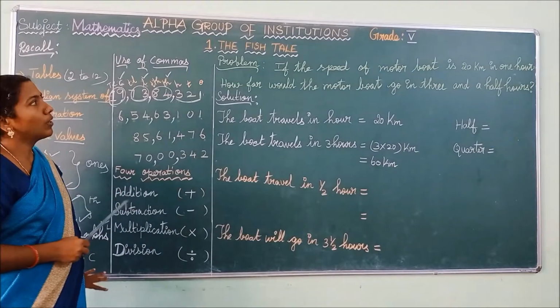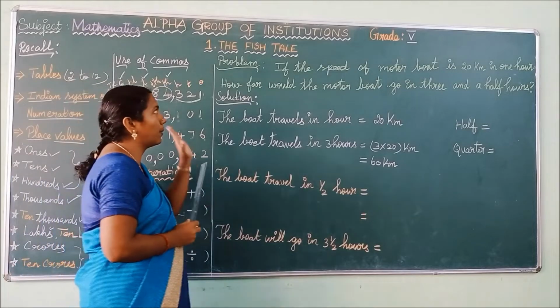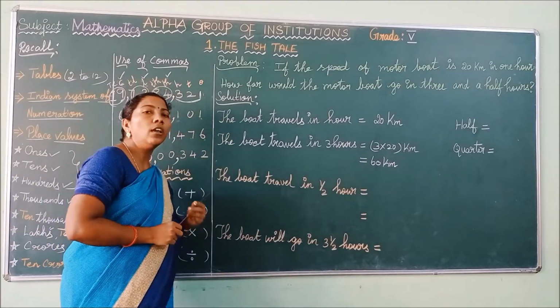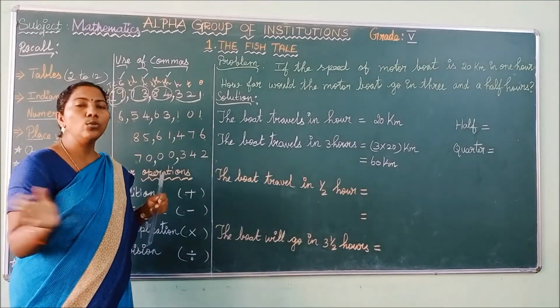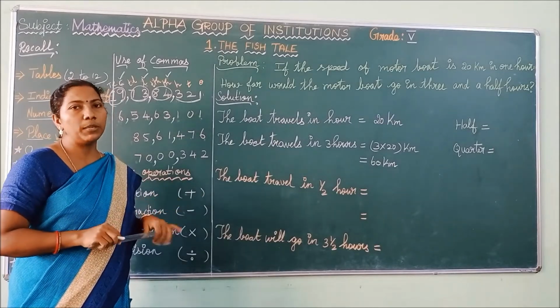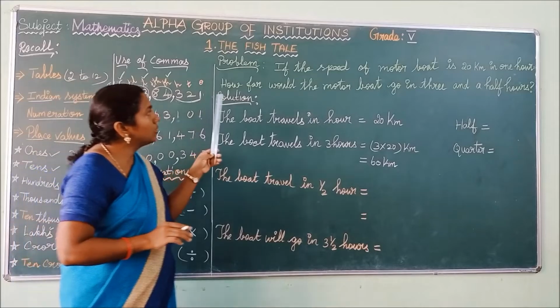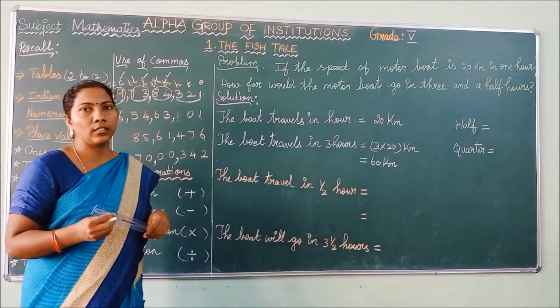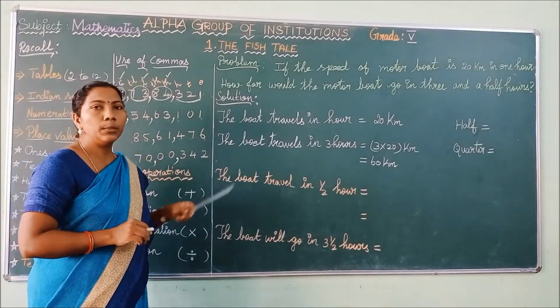Okay. Now we are going to see the chapter The Fish Tail. Take your maths book and go through the pages. You have colorful pictures in your books. Go through the pictures. I think this is your problem on page number 7. So this is a simple word problem.